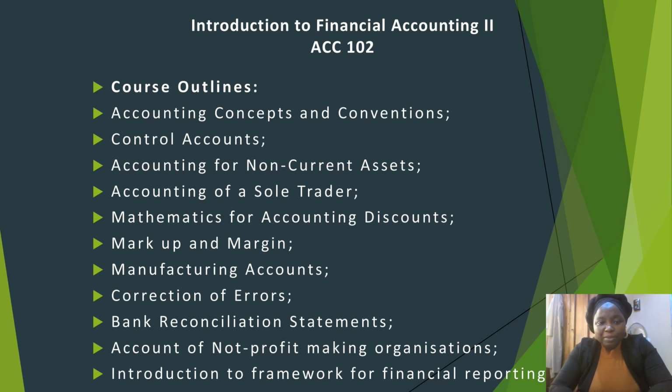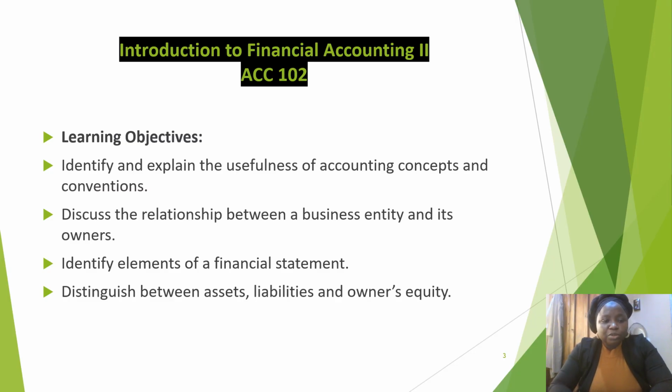So, as time permits, at the end of the lecture, students are expected to be able to identify and explain the usefulness of accounting concepts and conventions, particularly as it relates to the financial statement. You are also expected to give us an idea of your understanding of the relationship between a business and its owners. Then we want to see the elements of a financial statement. What are those things we should be on the lookout for in a copy of financial statement?